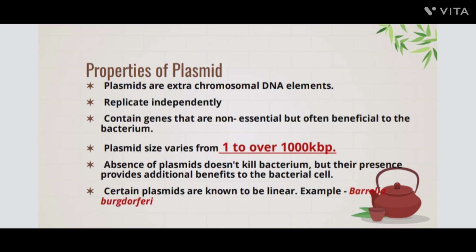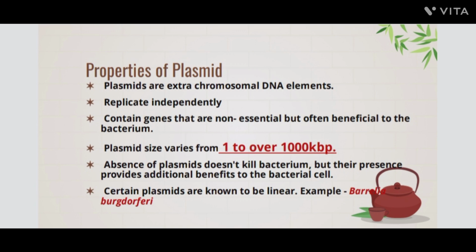Here are some properties of plasmid. Plasmids are extrachromosomal DNA elements, replicate independently, and contain genes that are non-essential but often beneficial to the bacterium. Plasmid size varies from 1 to over 1000 kilobytes. Absence of plasmid doesn't kill the bacterium, but their presence provides additional benefit to the bacterial cell. Like secondary metabolites are beneficial to plants, plasmid also shows the same character.